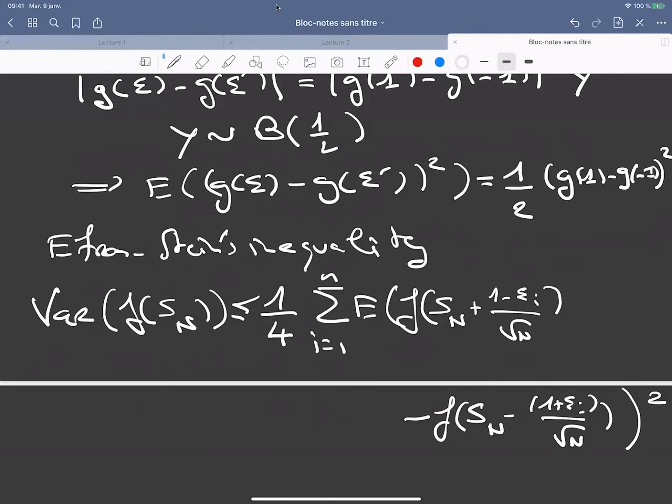And the 1/4 is just 1/2 times 1/2. 1/2 coming from here, and 1/2 coming from Efron-Stein's inequality, because you use it on the symmetrized version of the bound of the variance.